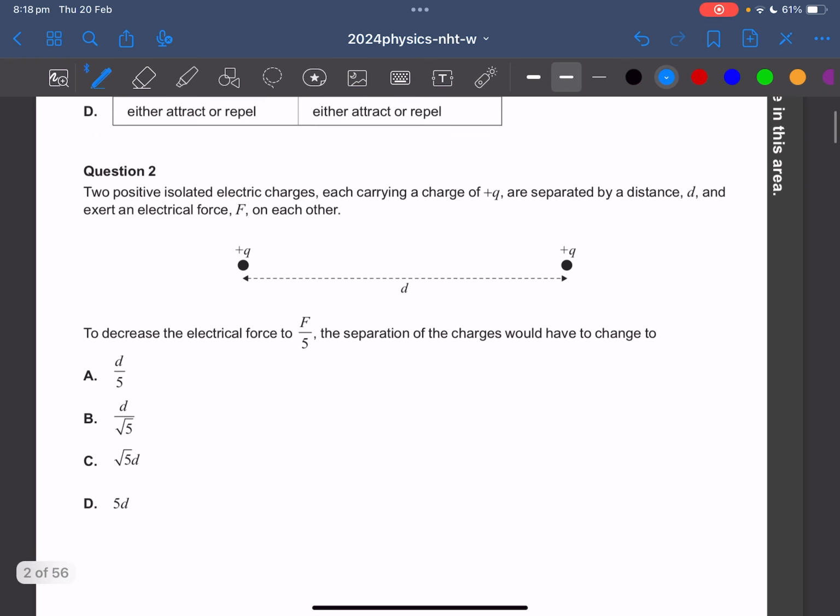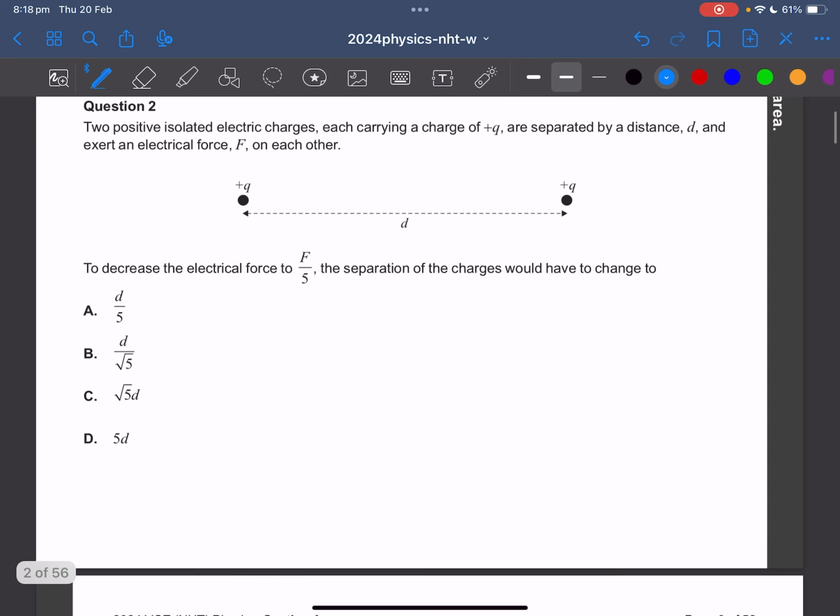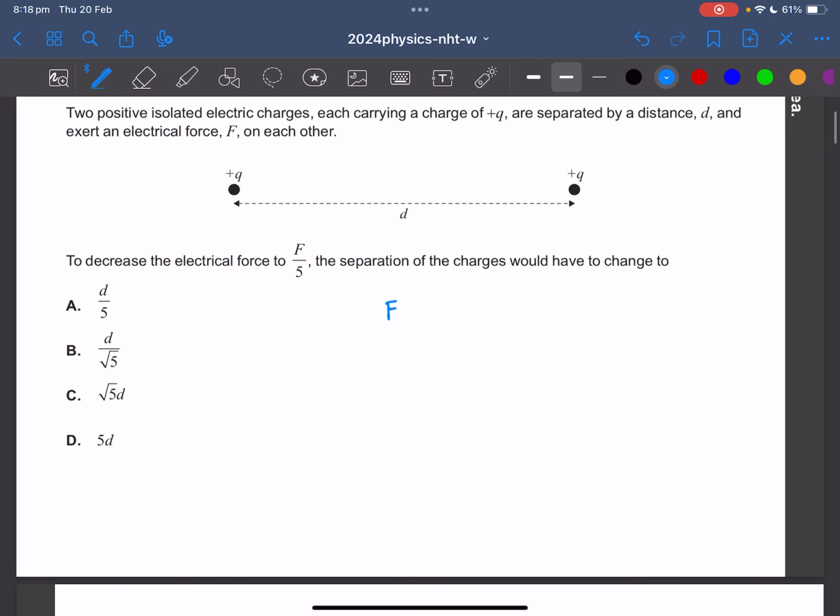Two positive isolated charges, each carrying a charge of plus q, are separated by a distance d. They exert an electrical force F on each other. To decrease the electrical force to F on 5, the separation of the charges would have to change to what? The formula will be F equals k Q1 times Q2 on r squared. Now the charges are the same, so we can simply write this as kQ squared on r squared.